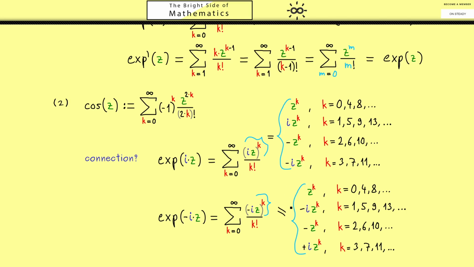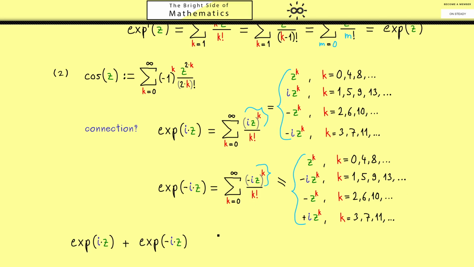Okay, so you see here, our idea is now that we look at the sum exponential iz plus exponential minus iz. Then you see, the terms where i is involved will simply cancel out. And only the terms with an even k remain. Then you see, this is almost what we want for the cosine.